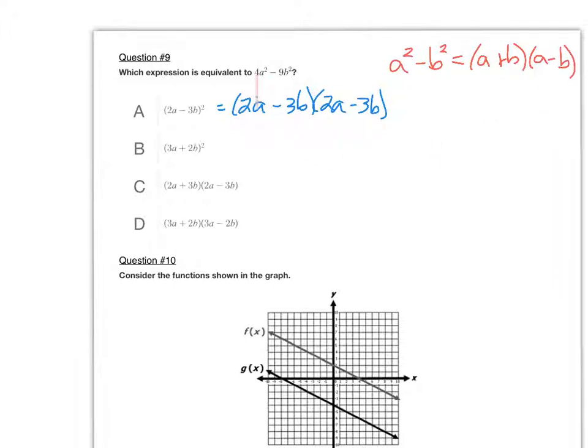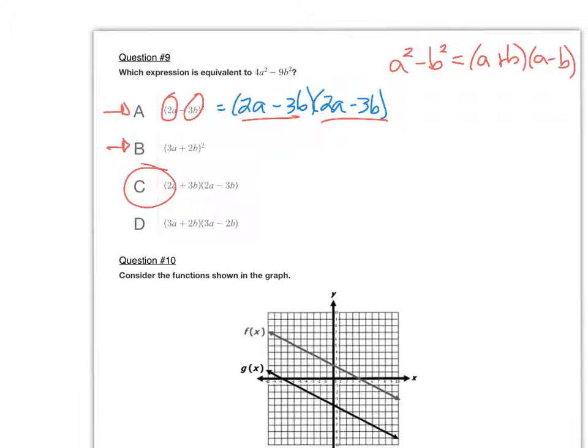So the square root of 4a squared is indeed 2a, right? And the square root of 9b squared is indeed 3b, but we need to have a plus and a minus. And the only one that matches this is answer C. Now again, if you wanted to, you certainly could have multiplied these out, but most likely A is the one that y'all would have chosen because you would not have multiplied it by itself. You would have just tried to square this and square this. So you've got to be careful.